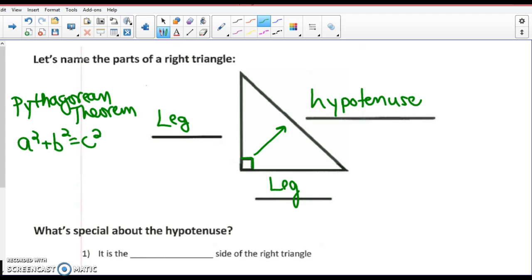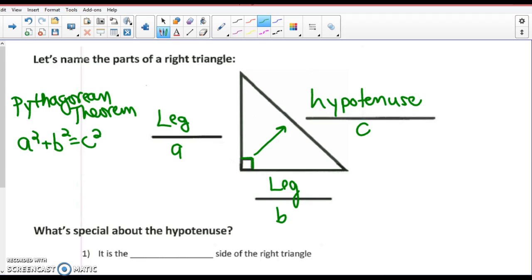This is the relationship among the sides of a right triangle. The legs are A and B. Now, you could call this leg A and this leg B, or this leg A and this leg B. It does not matter. A and B are interchangeable with the 2 legs. The hypotenuse has to be C.